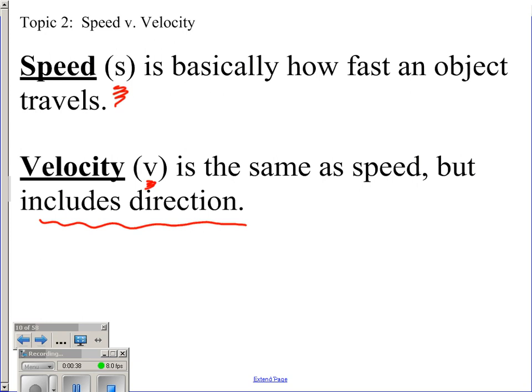All right, so for example, suppose we're driving down the street and I say to you, hey, what's your speed? You might say, oh, we're going 25 miles an hour. So in that case, your speed is 25 miles per hour.